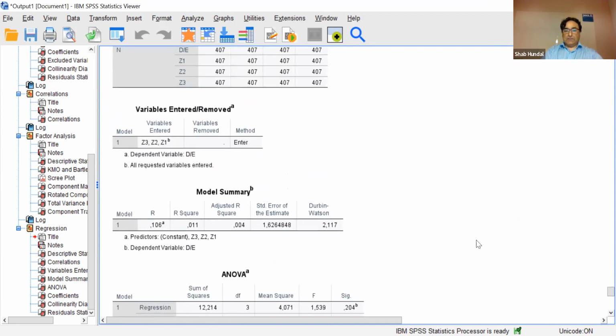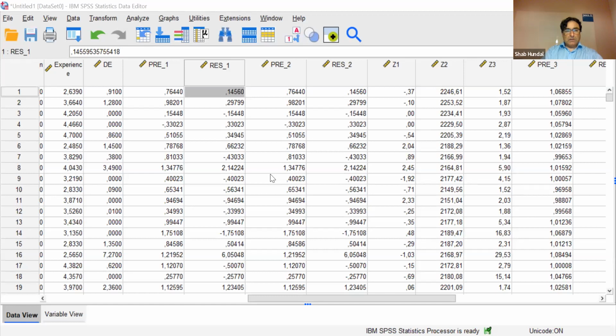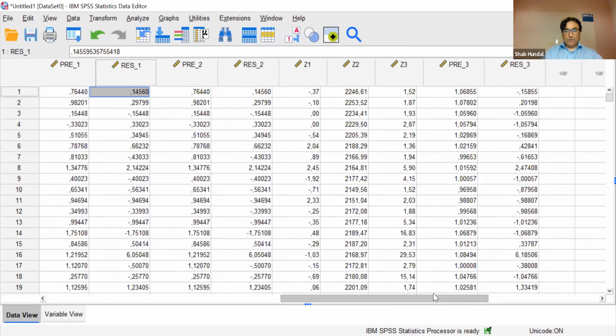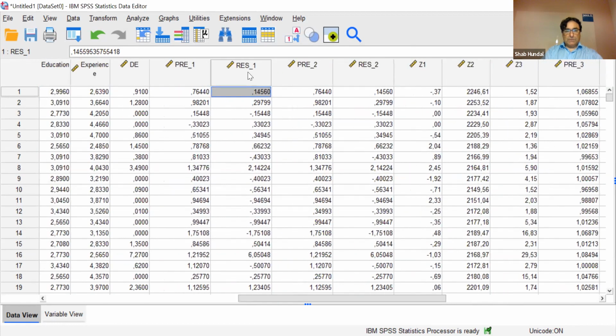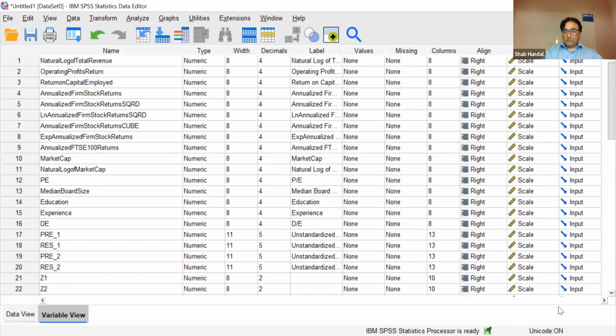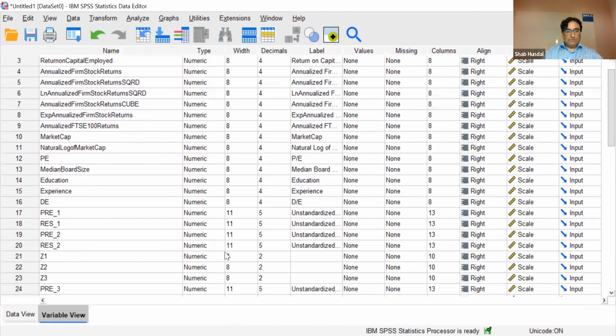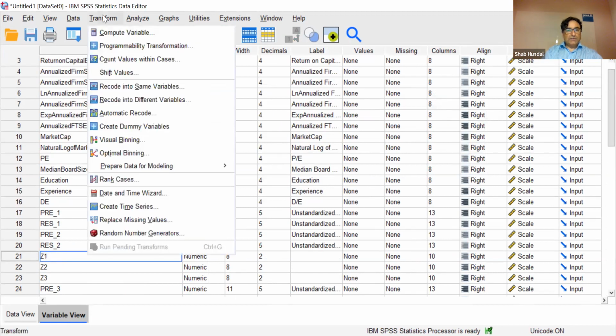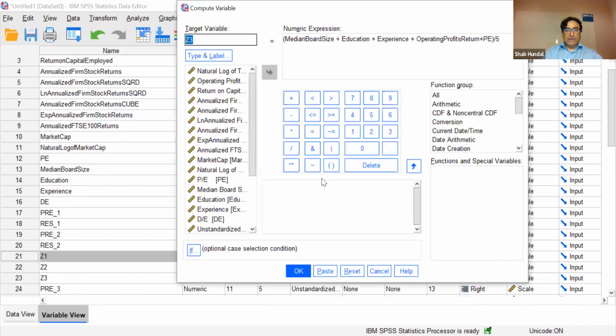But I would still be intrigued. The last thing I would like to do is to try to recalculate these variables. So, for instance, residual 1, zeta 1. Yeah. So maybe I quickly transform these variables once again very quickly.